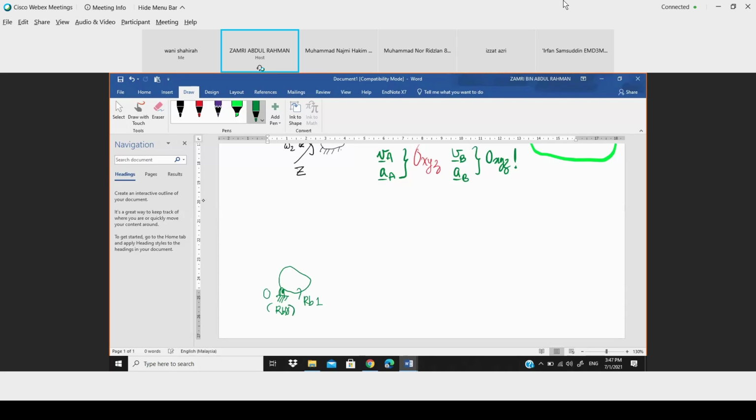And then we have rigid body number 1. Yeah, which have the velocity, the angular velocity. Let's say it passed through point O. Like this, yeah.